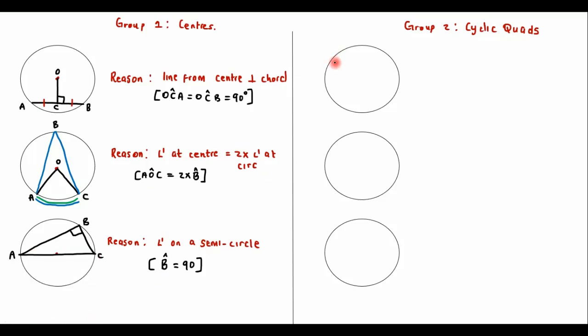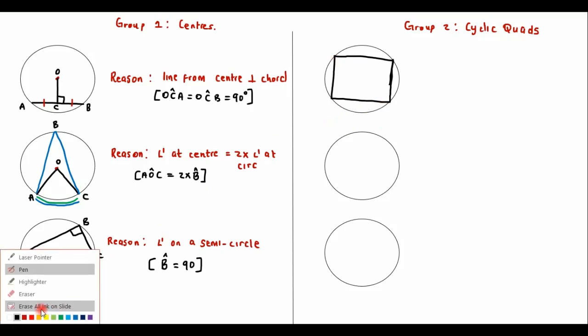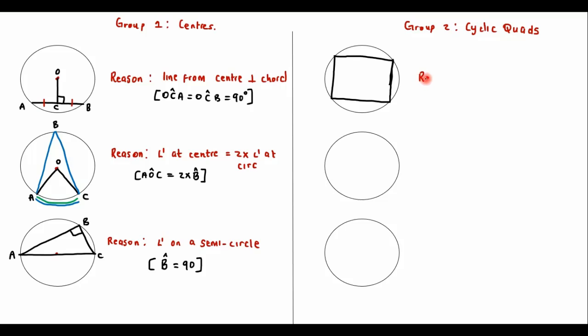The first one says that if you have a circle and there's a quad inside that circle, a quad is a shape that has four sides, but all those four sides are formed by chords. You see here I have four chords. So what does this mean? It means two opposite interior angles here are going to add up to 180. So the reason for this is that two opposite angles of a cyclic quad add up to 180.